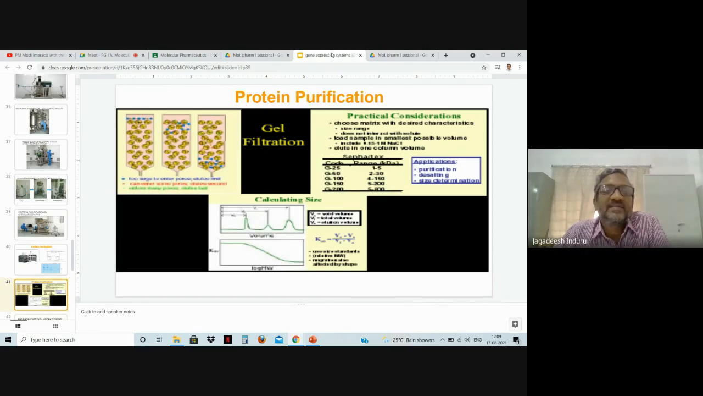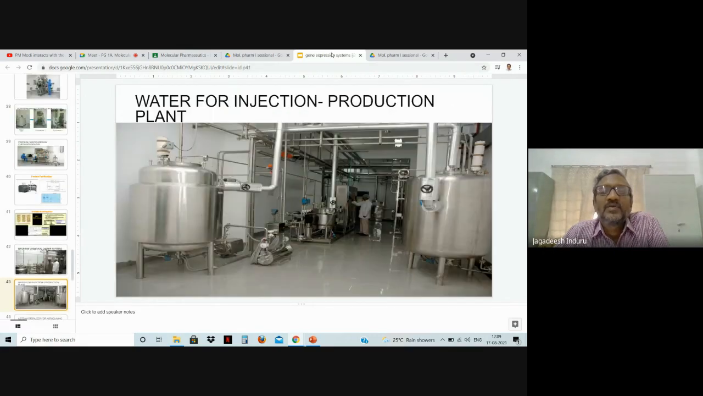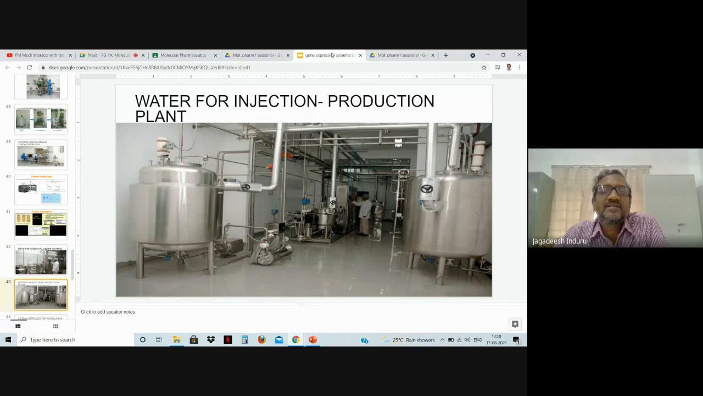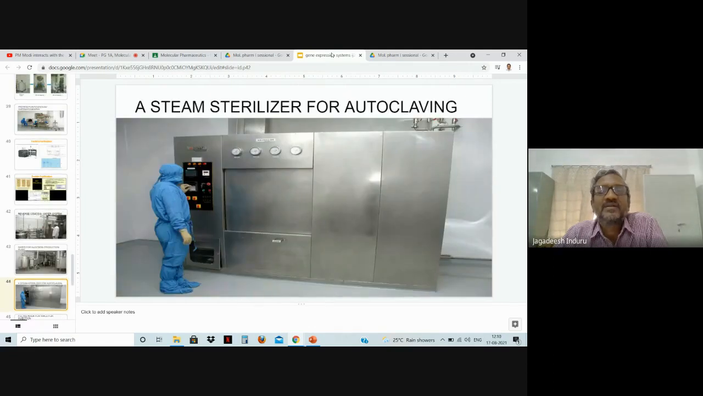Most of the times, gel filtration will also be used, depending upon the viscosity and affinity, to separate the specific protein we require from the regular mixture of materials. For this purpose, we have a water system, where plenty of water is required. For that, we use reverse osmosis, and these plants are used for water for injection, which has distillation at the end, and we use that water.